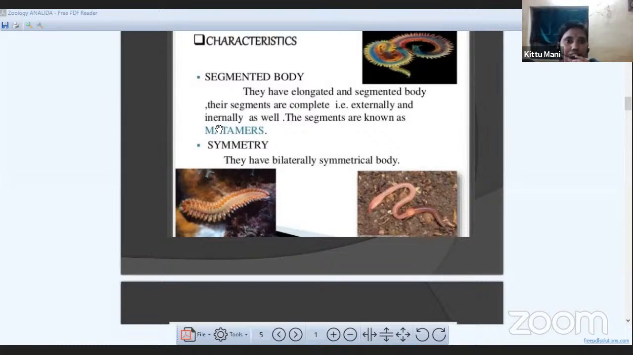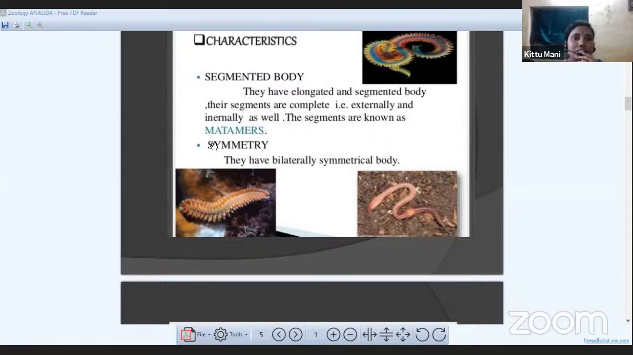The type of characteristic feature is called metamerism. But in the case of Platyhelminthes, we can observe pseudo-metamerism. That is the difference between annelidal metamerism and pseudo-metamerism. Don't be confused about that. It is a simple one.